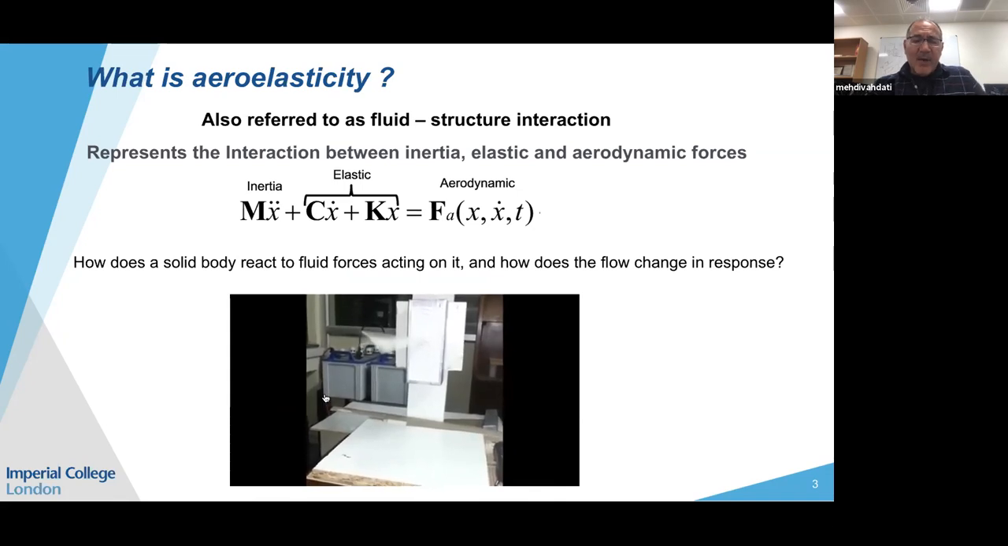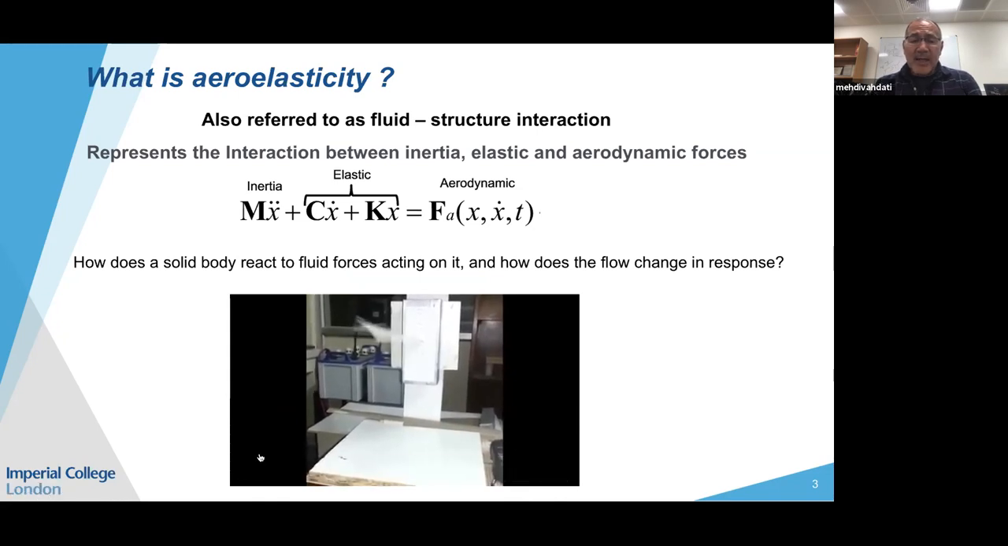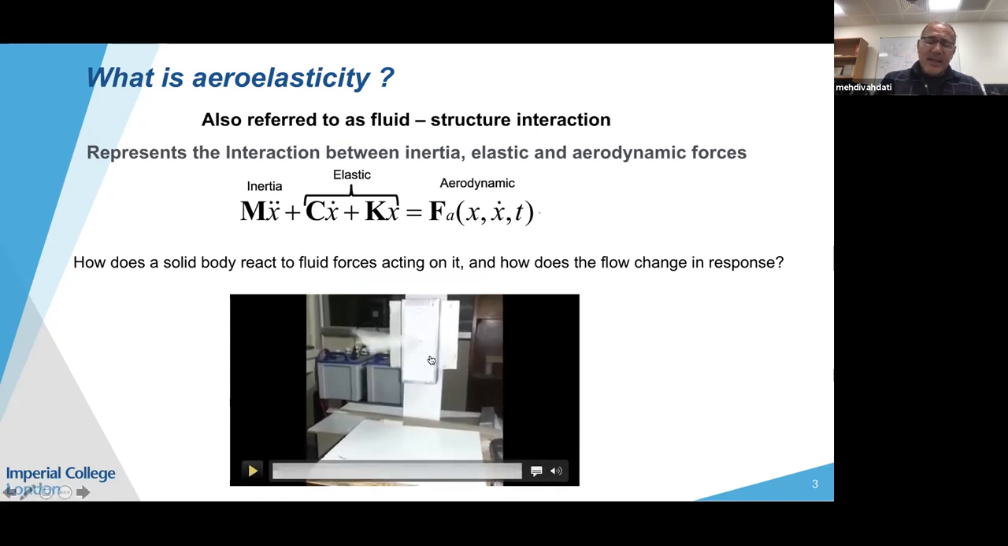As you can see, the vibration repeats itself and goes to a limit cycle. So this is a natural way that an aeroelastic event would happen. And I will describe in a later part of this presentation how this flutter occurs in this case.